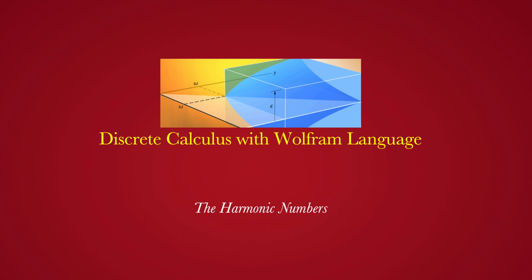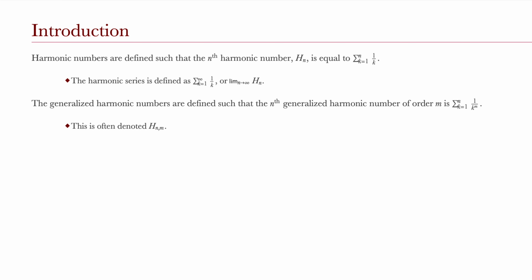This lesson will go over the harmonic numbers. Getting started, the harmonic numbers are defined such that the nth harmonic number, h sub n, is equal to the sum of the reciprocals of the integers from 1 to n. The harmonic series is defined as the sum of the reciprocals of the integers from 1 to infinity, or the limit as n grows without bounds of h sub n.